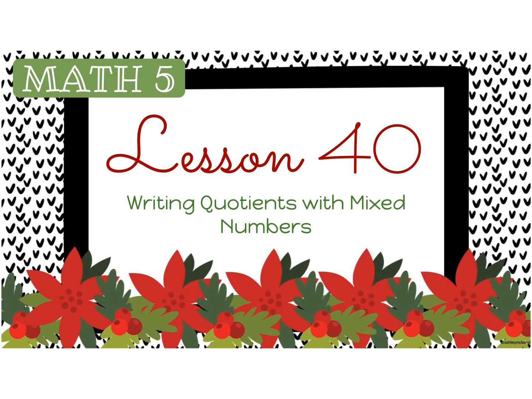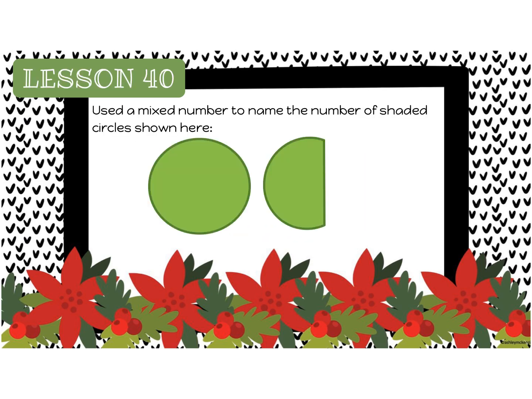Today we're doing lesson 40, which is all about writing quotients with mixed numbers. So we've already done quotients that can have decimals, but there's a way to write a quotient as a mixed number as well. So that's what we're going to talk about today. It says use a mixed number to name the number of shaded circles shown here. And that's supposed to be half a circle. It's just not perfect. So what would that look like?